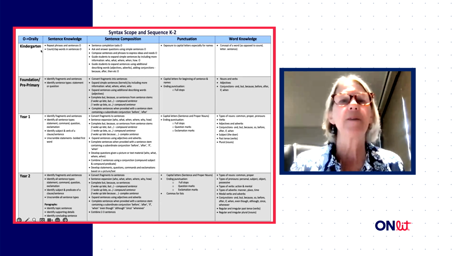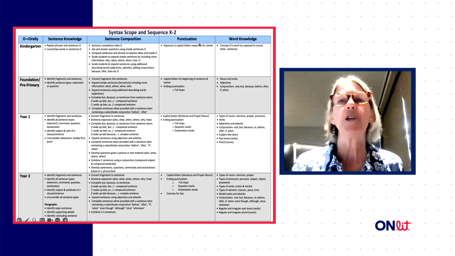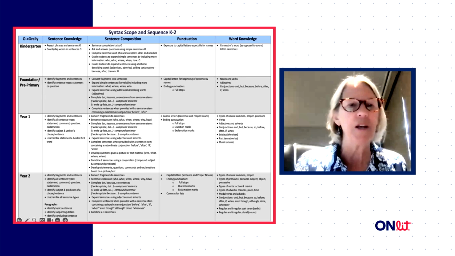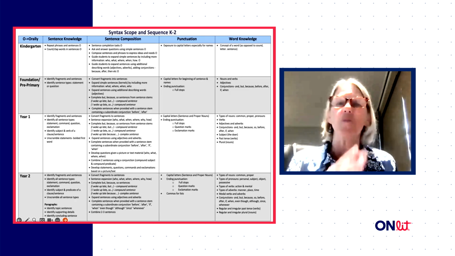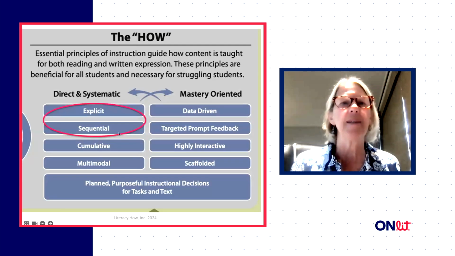So what does that look like in terms of the scope and sequence? What punctuation is taught when, and what word knowledge is taught? And these are your grammatical building blocks, as I refer to them, or parts of speech. So you have a very detailed scope and sequence, which is terrific, because the scope and sequence is what makes the instruction and the content sequential, right?